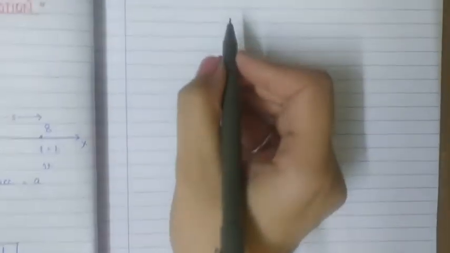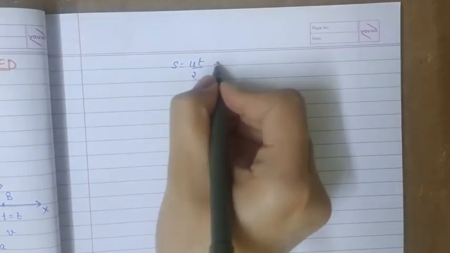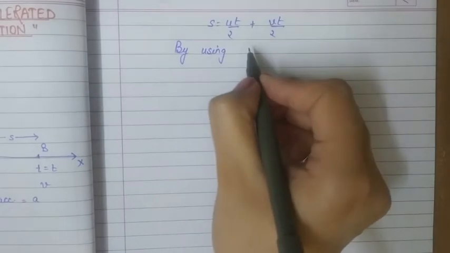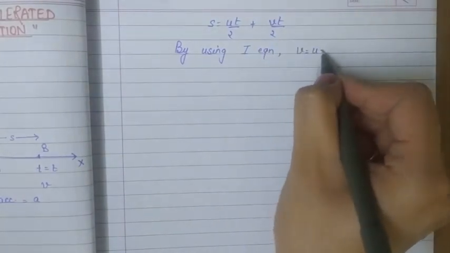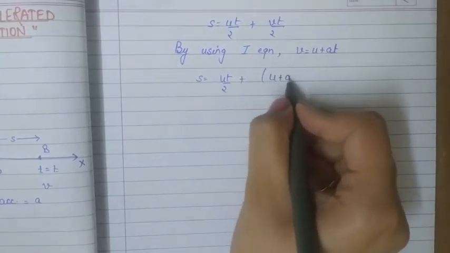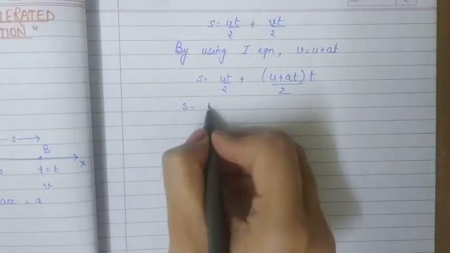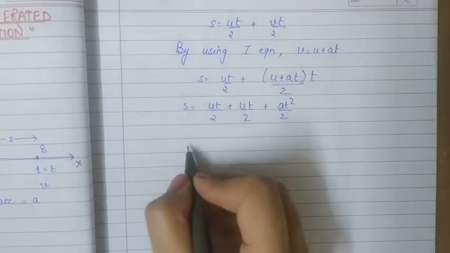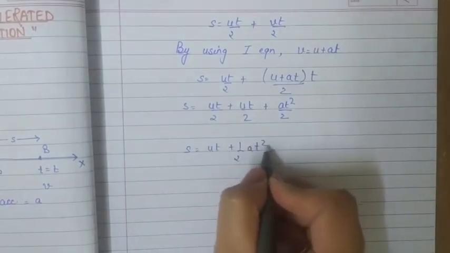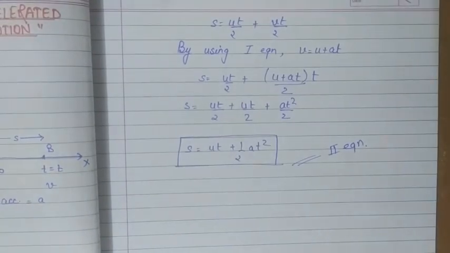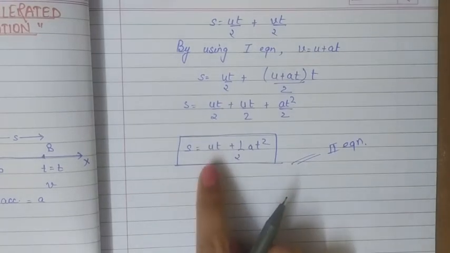So what we have is S is equal to ut by 2 plus vt by 2, and by using first equation of motion, that is v is equal to u plus at, by substituting the value of v here, we get ut by 2 plus u plus at into t by 2. On solving this, we get ut by 2 plus ut by 2 plus at square by 2. So on adding these two terms, we get S is equal to ut plus half at square. So this is the required second equation of motion, and it gives us displacement time relation or position time relation or distance time relation, right? So this gives us distance time or position time relation.